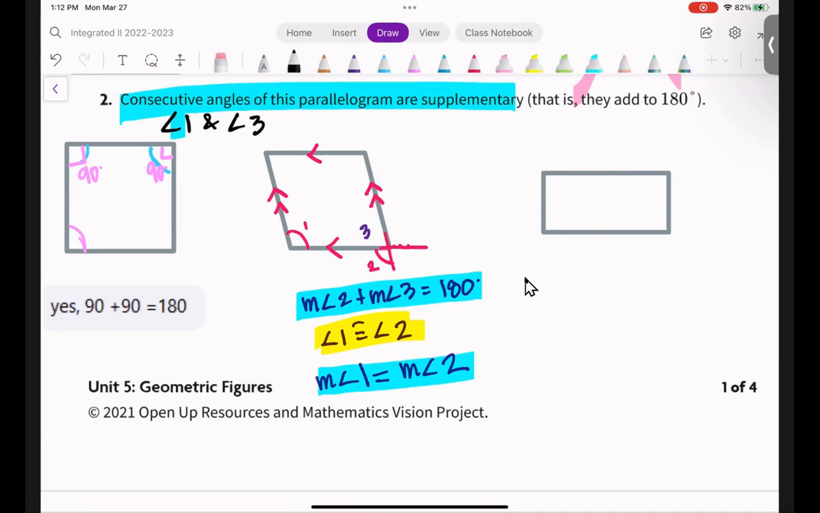What does supplementary mean again? Very good. Add up to 180. Man, I wish I had an equation that said that. What would you write next? Now look at what we have down. Measure of angle 2 plus measure of angle 3 equals 180. Measure of angle 1 equals measure of angle 2. What would you now do?